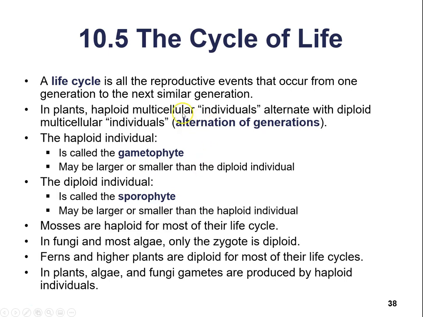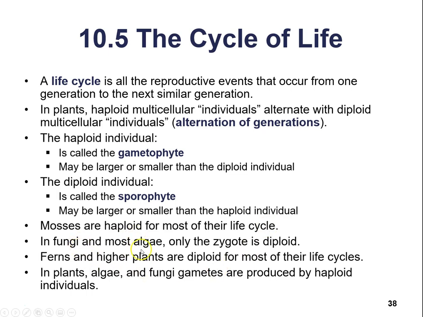And so again, you only see this alternation of generations in plants, and actually, I don't know that that's true. I think there are also some protists that might display the alternation of generations. But for the most part, when you think about alternation of generations, you think of plants. So here it's giving you some examples. Like mosses are haploid for most of their life cycle, so they don't have a large or a substantial diploid phase.